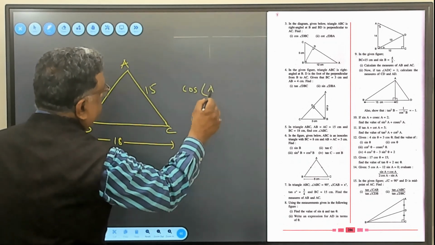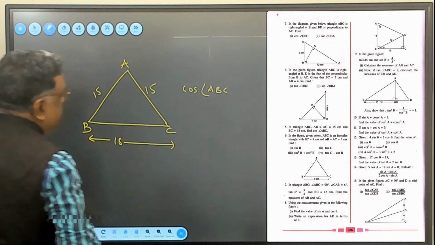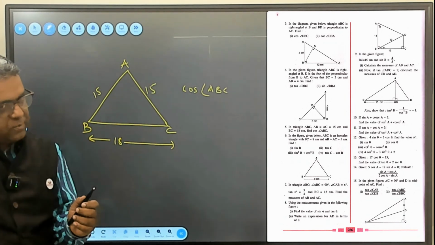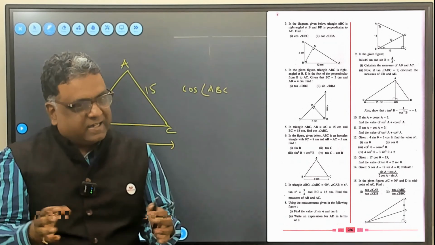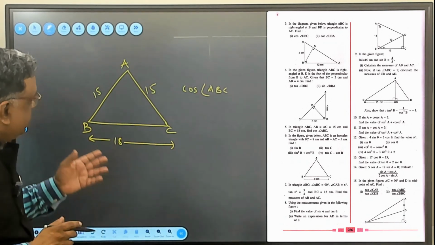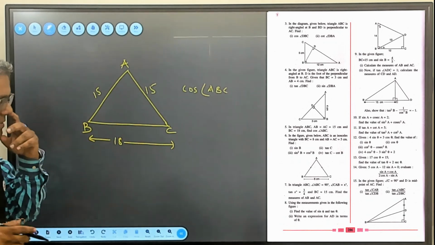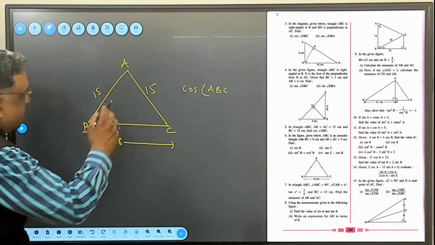I have to find cos of angle ABC. Now if you see, to apply the formulas of cosine, sine, tan, I need a right angle triangle. But here it is not a right angle triangle, it is basically an isosceles triangle, which is not a right angle triangle. So what I will do is, I will construct here one figure.